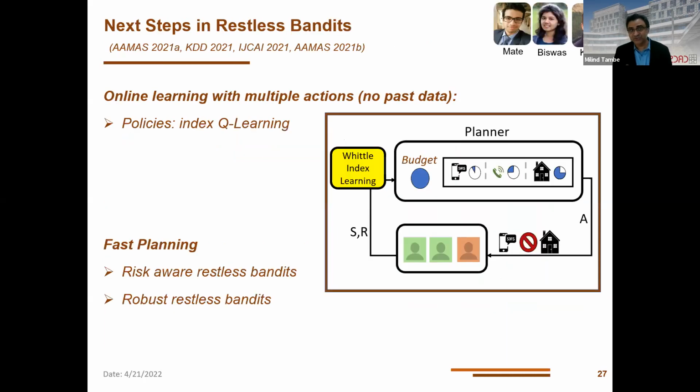There are many other interesting challenges in terms of index Q learning, in terms of risk-aware restless bandits, and so forth. So it is an important area of work, and not much has been done in many of these areas in terms of robustness and so forth. So I invite people who may be interested to get active in this area.